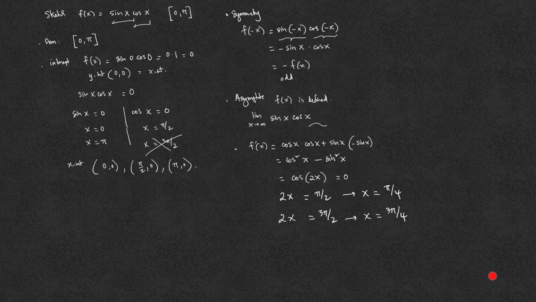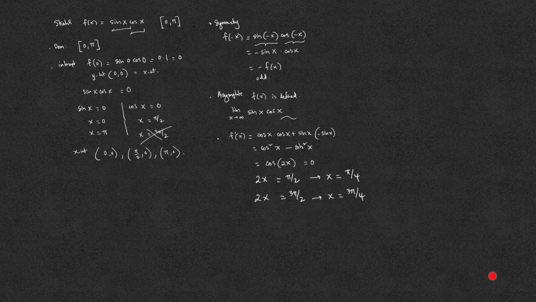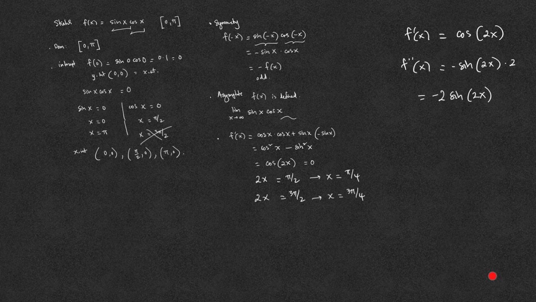For the second derivative, f double prime, using the simplified version, f prime of x is cosine of 2x. So f double prime of x is negative sine of 2x times 2, which is negative 2 sine of 2x, and we set it equal to 0. Divide both sides by negative 2. We have sine of 2x equals 0. Sine is 0 when the input is 0, pi, or 2 pi.